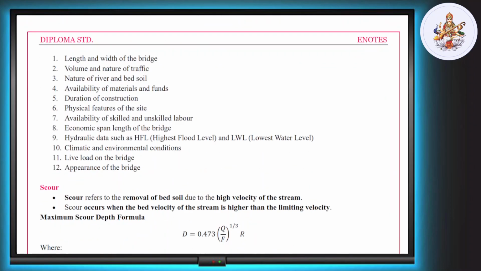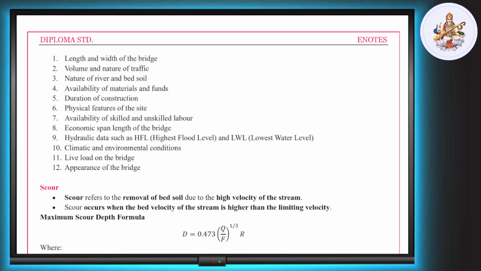Key factors in selecting the bridge type. 1. Length and width of bridge. Longer bridges need stronger structures and more piers. 2. Traffic volume and type. Heavy traffic? Then we need RCC or steel bridges. Light rural traffic? Culverts or slab bridges may be enough. 3. Nature of river and soil. Rocky beds need different foundations than sandy riverbeds.